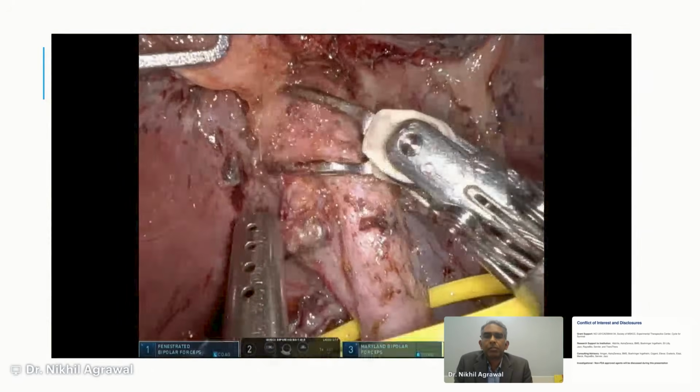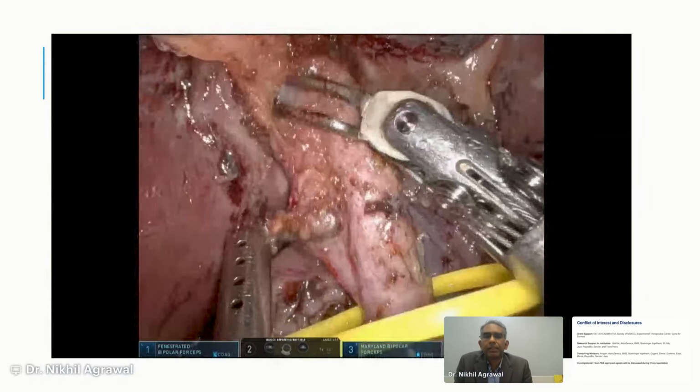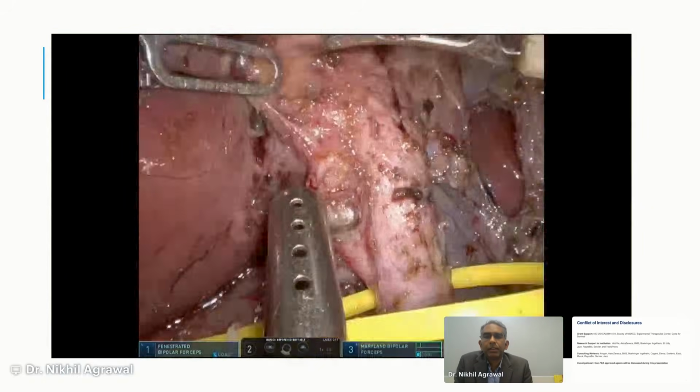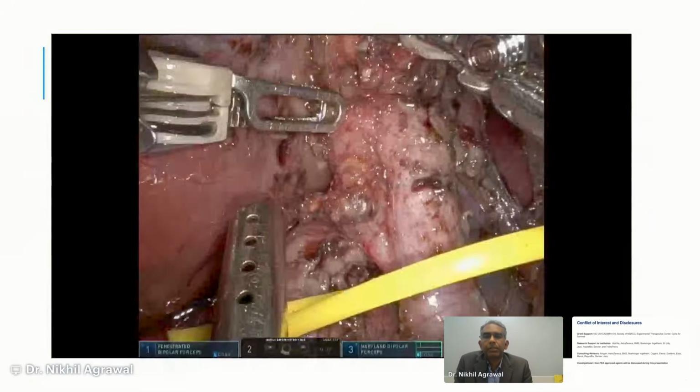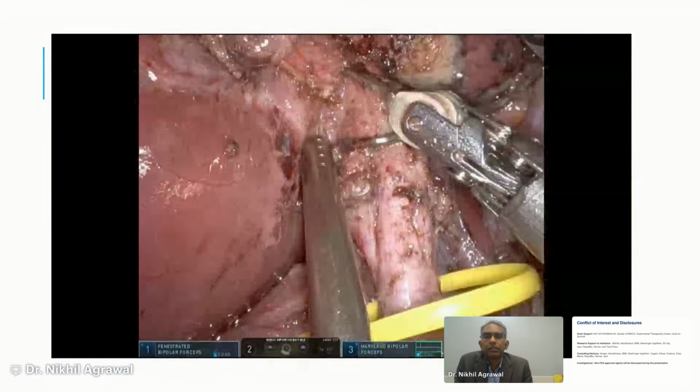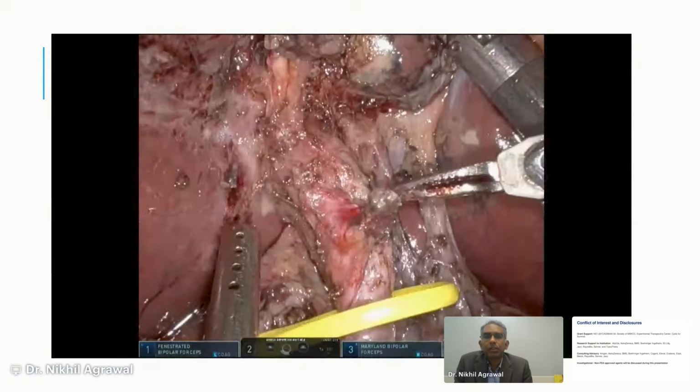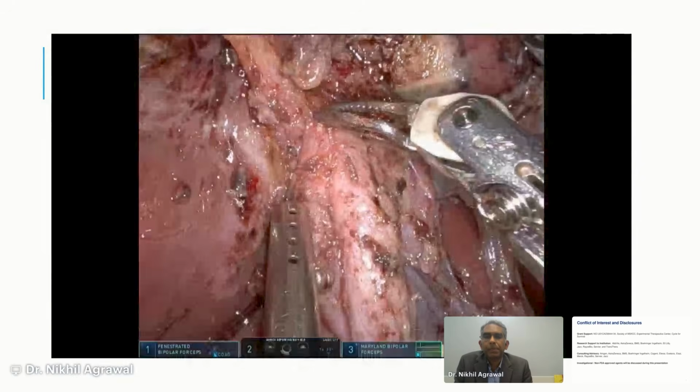That's more straightforward and simple. The more difficult part is the lymphadenectomy, where the robotics help compared to the laparoscopic. That's what we wanted to demonstrate here.